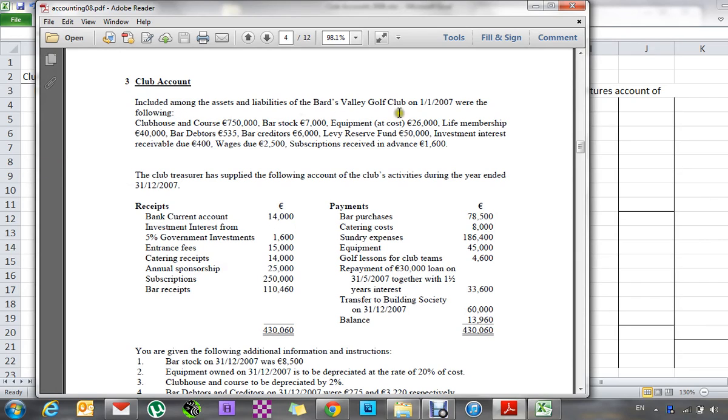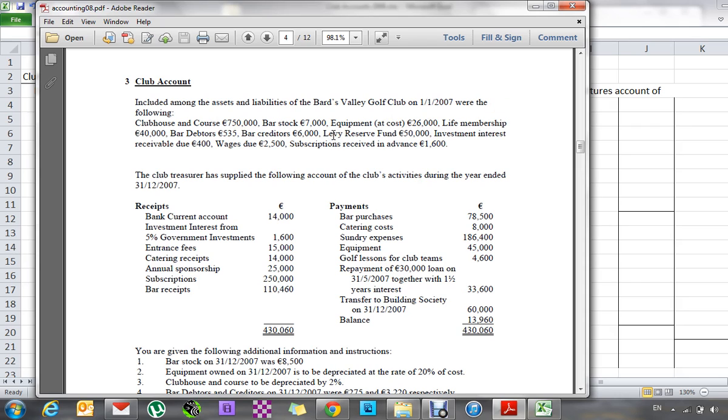At the beginning of the question we have information that is relevant to the beginning of the year, so we can work out how much money has been invested in the club over all years up to now, and now in this case is the beginning of 2007. So all of these are going to be included in our opening accumulated fund. It's kind of like capital for a business. The accumulated fund is the money invested in the club.